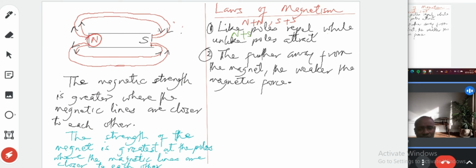And you can see that the lines are closer to each other at the poles of the magnet. Elsewhere, in between the poles, the lines are further away from each other. So the strength of the magnet is greatest at the poles where the magnetic lines are closer to each other. And of course, we talked about the fact that like poles will repel, but unlike poles will attract. And when you move further away from a magnet, this magnetic force becomes weaker. It doesn't pull as much as you will experience the pull if you were closer to the magnet. Isn't that simplistic enough, isn't it?